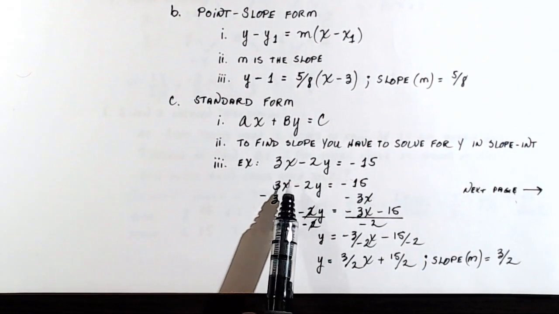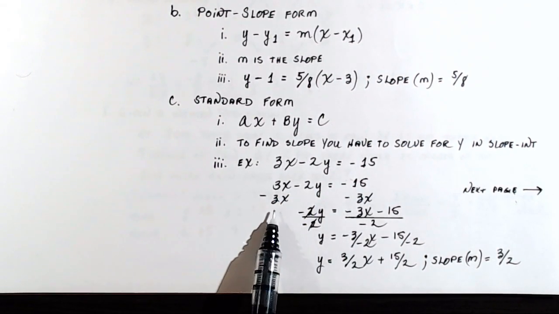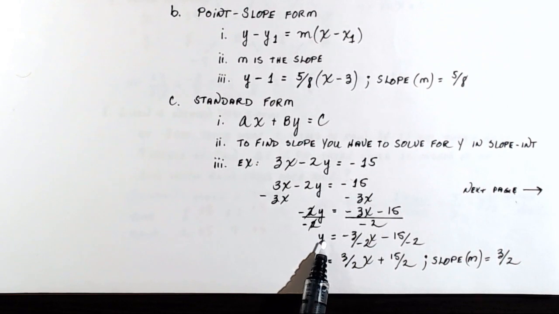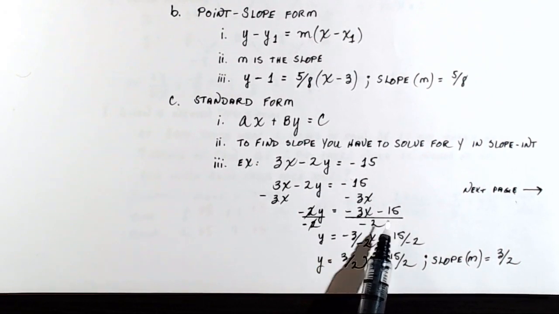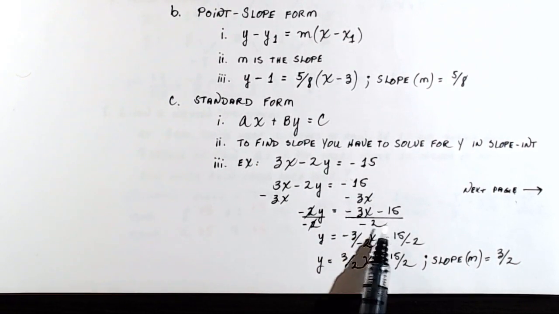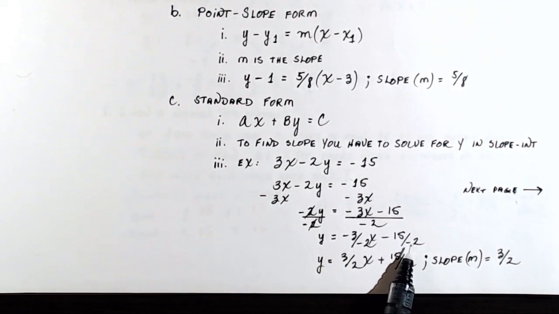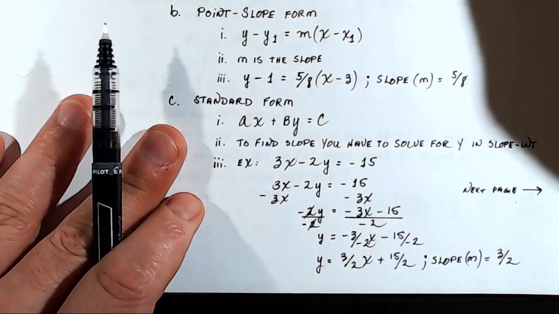So here's the equation we're given, 3x minus 2y equals negative 15, and we solve by subtracting 3x from both sides, and then we set negative 2y equal to negative 3x minus 15, divide both sides by negative 2 to get y by itself, and then we separate those into separate fractions, negative 3 over negative 2x minus 15 over negative 2. Simplify out the negatives, you get y equals 3/2 x plus 15/2, and now we have slope-intercept form, so we can just read the slope, and that would be slope m equals 3/2.